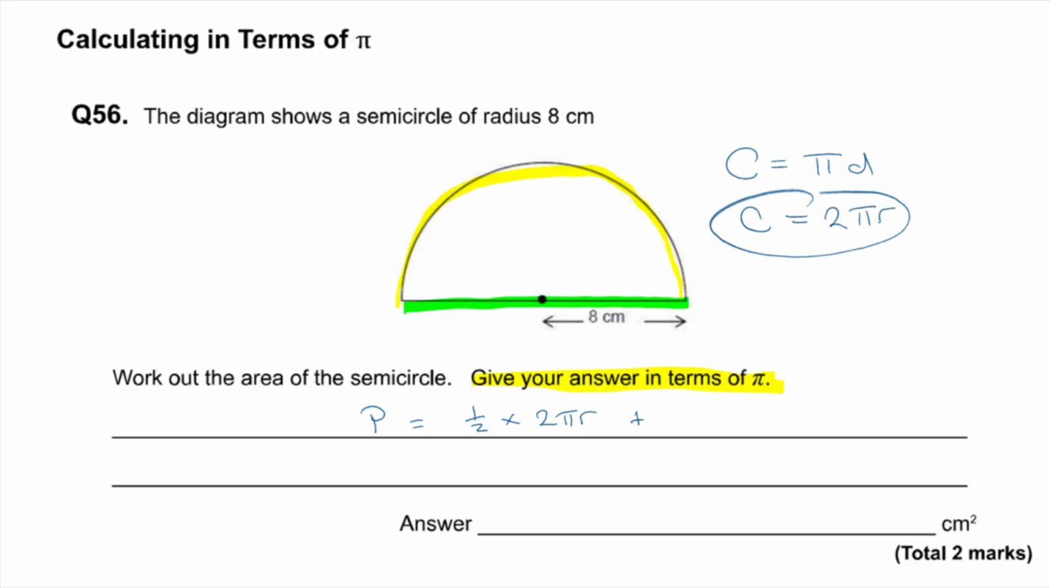And then I need to add on the green part. The green part is 2 radii, isn't it? So I'm going to add on our 2 radiuses.